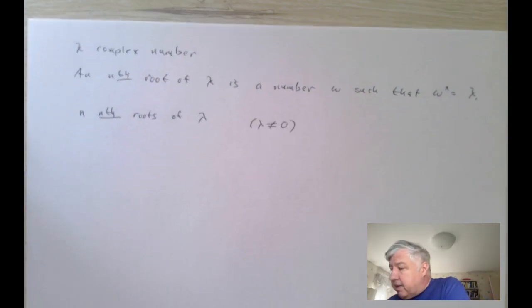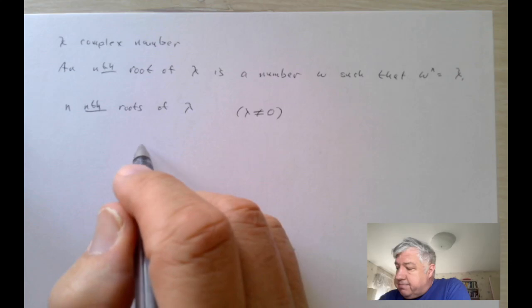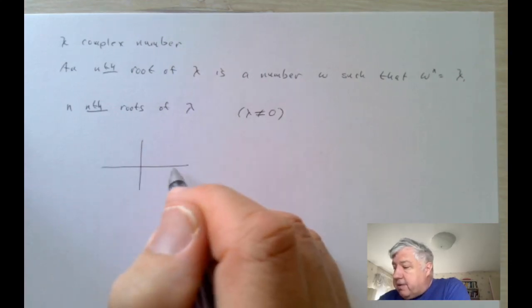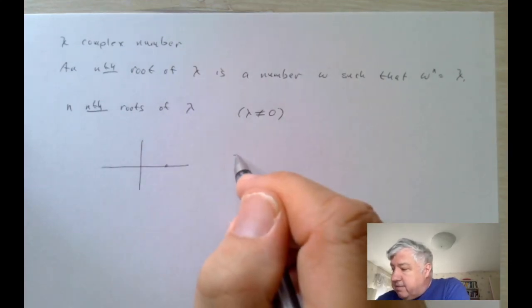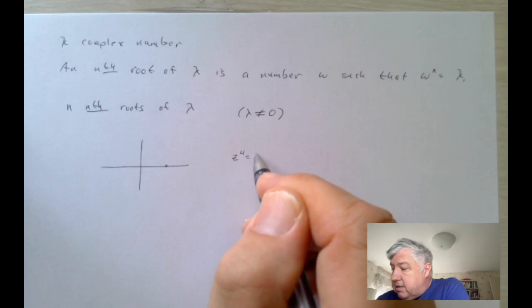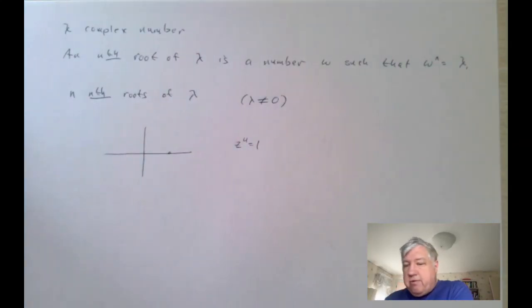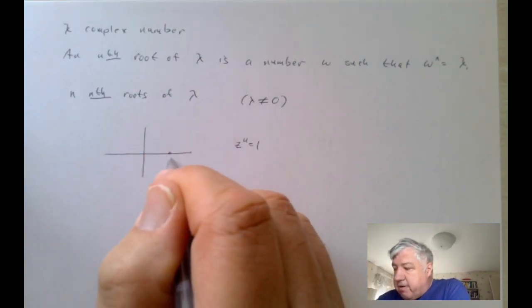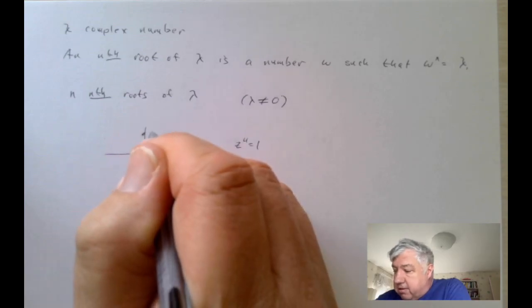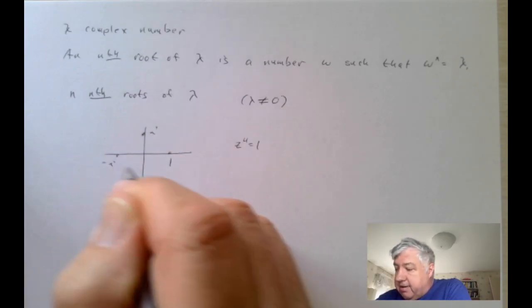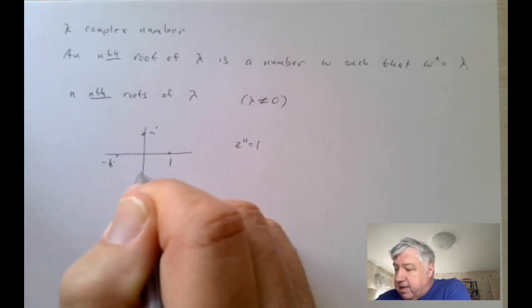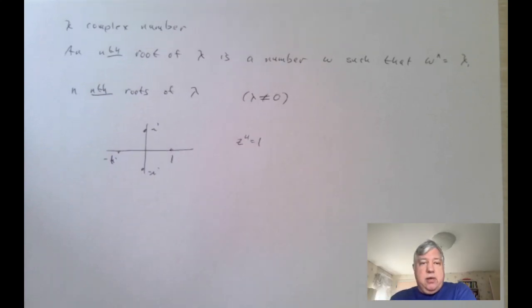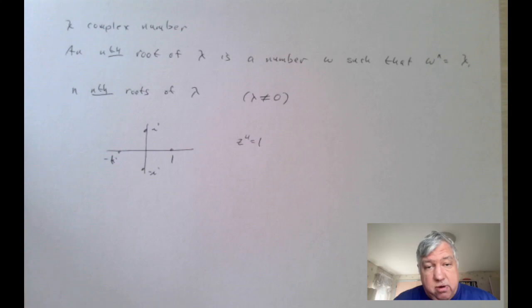For example, if we wanted to find all the solutions to z to the fourth equals 1, there's actually 4 of them. There's 1, i, negative 1, and negative i. Here they are on the plane. So there are four solutions, but at most 2 of them are going to be real. So that's where we're going.